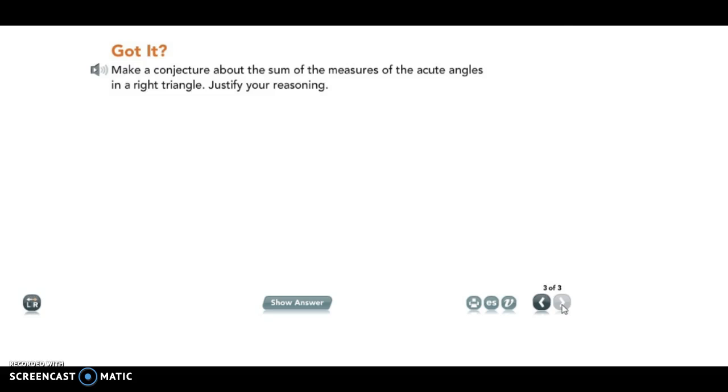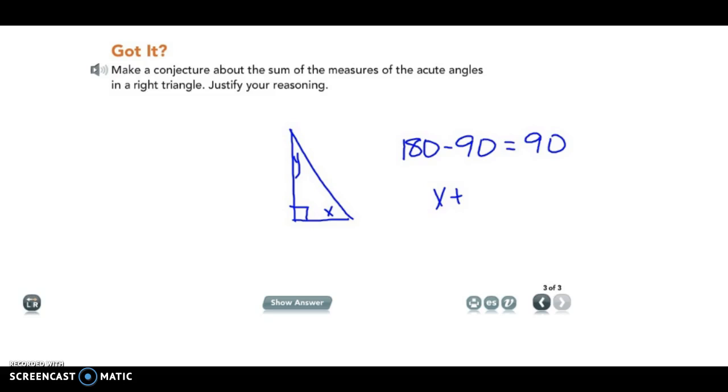So the measures of the acute angles in a right triangle, we know that a right triangle is going to have one angle that's 90 degrees. So with that, if this one angle is 90, we know that 180 minus 90 is going to be 90. So we know that these two angles here, x and y, have to equal 90 because that is all that is left of our triangle.